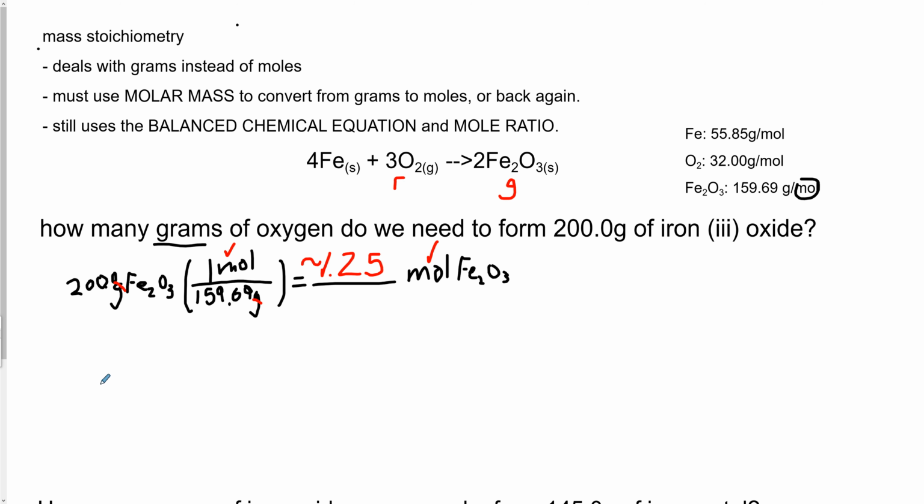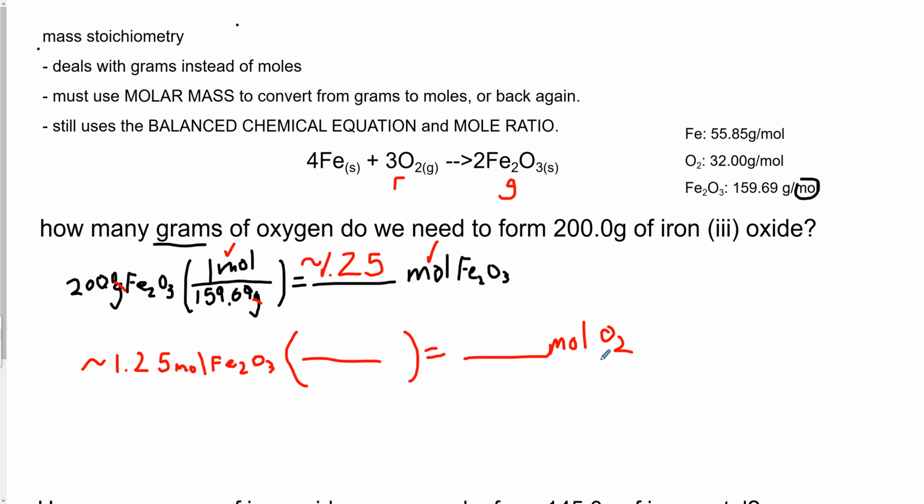So I'm going to say 1.25 moles of Fe2O3. That's what I've got. I'm going to set up my little ratio. And I know that my answer is going to be in moles of O2. So I'm turning my Fe2O3s into O2s. How do I do that? I put O2s up top. So we have 3 O2s up top. And we have 2 Fe2O3s on the bottom.